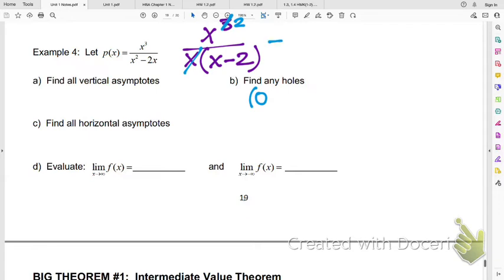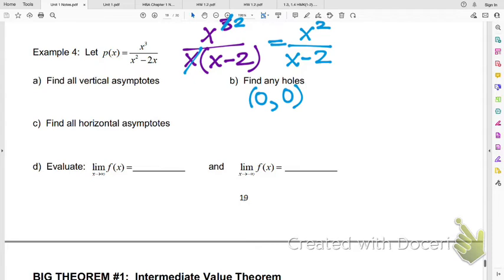Let's go ahead and find out what that y value is while we're finding information. How do I find what the y value is? Plug it into the simplified version. So 0 squared on top over 0 minus 2 on bottom immediately gives me a y value of what? 0. All right, so we've got the hole in the graph.